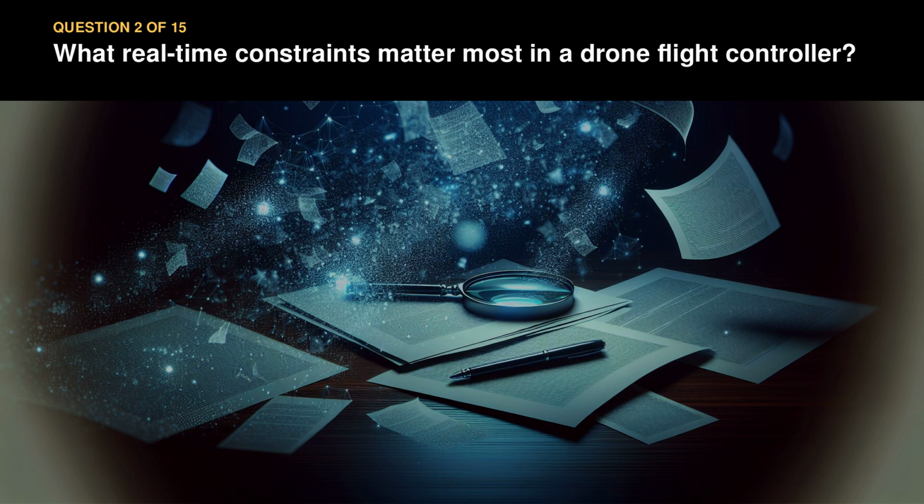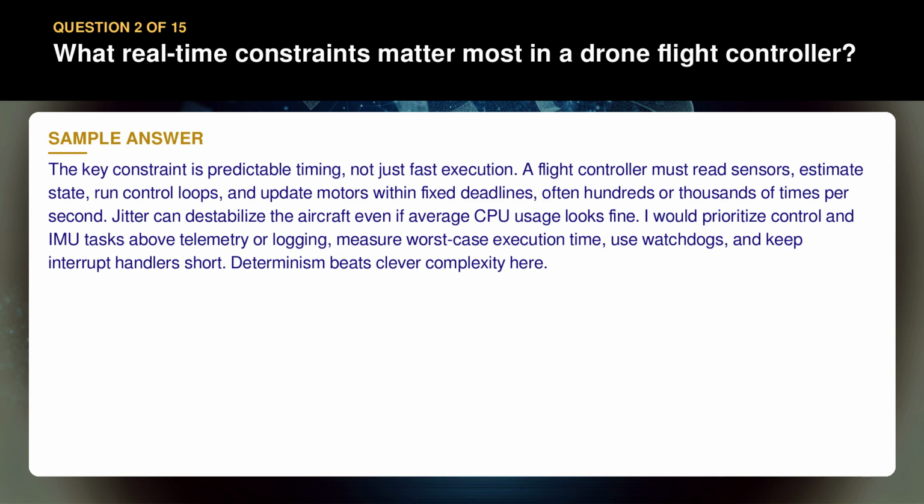Question 2. What real-time constraints matter most in a drone flight controller? The key constraint is predictable timing, not just fast execution. A flight controller must read sensors, estimate state, run control loops, and update motors within fixed deadlines, often hundreds or thousands of times per second. Jitter can destabilize the aircraft even if average CPU usage looks fine.